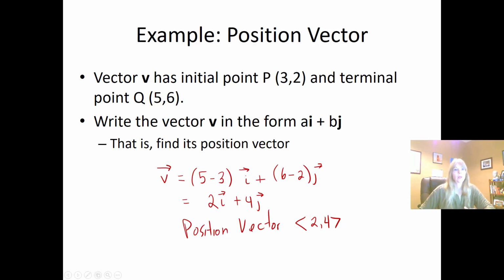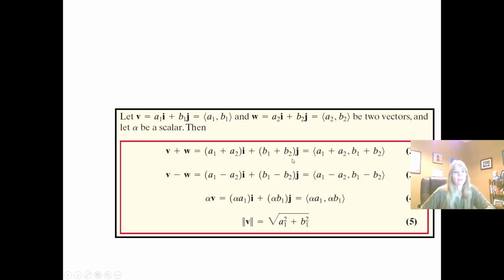All right, so next, as we can see here, once again, more properties. If I have a scalar, I can do the same thing with the scalar.